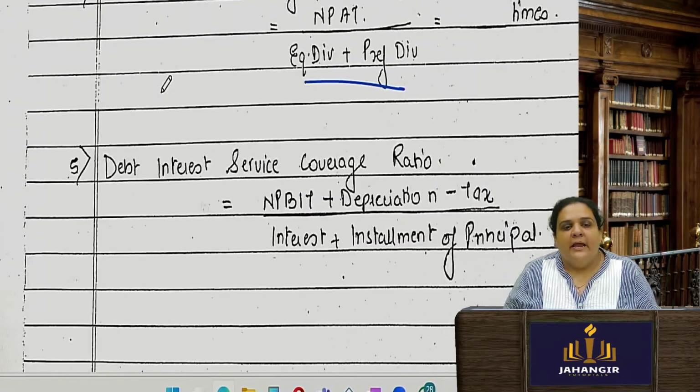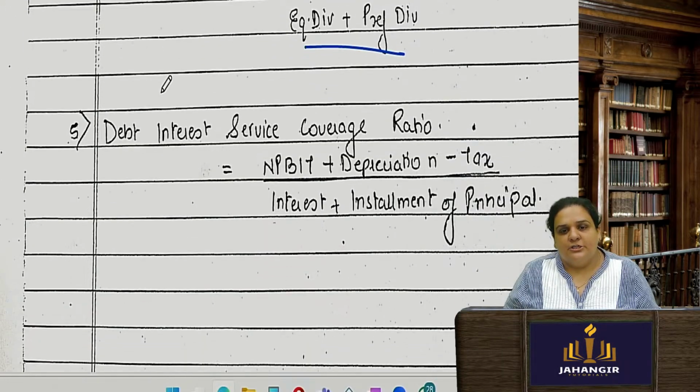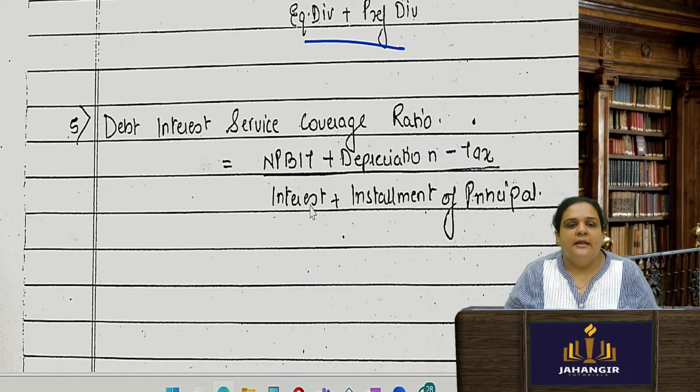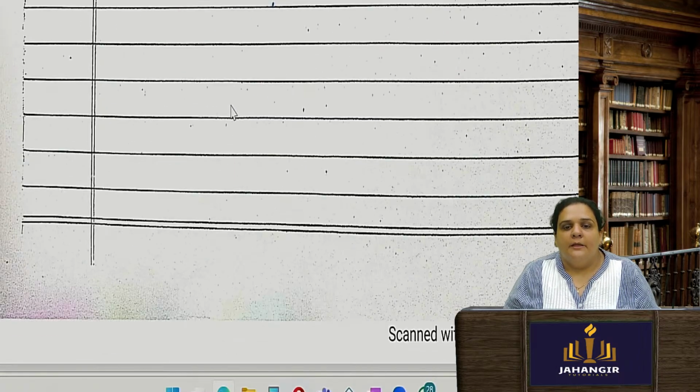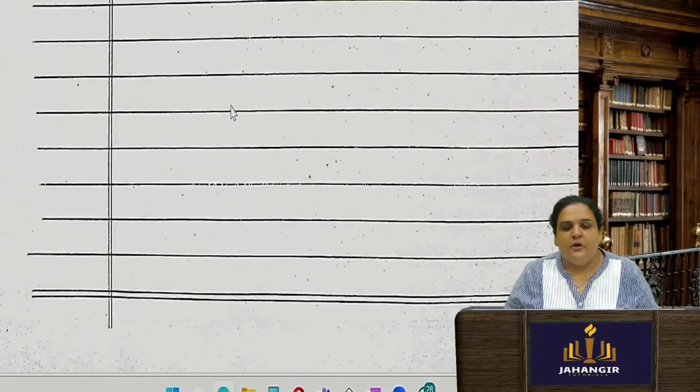Okay, and debt interest service coverage ratio. Debt interest and service coverage ratio. So here your NPBIT plus your non-cash expense, which is depreciation. It actually does not have cash moving out. Minus your tax. After you add depreciation, then remove the tax, whatever profit you get, divide that upon your interest plus installment of your principal amount, debt service. Okay. So this is it with your ratios.